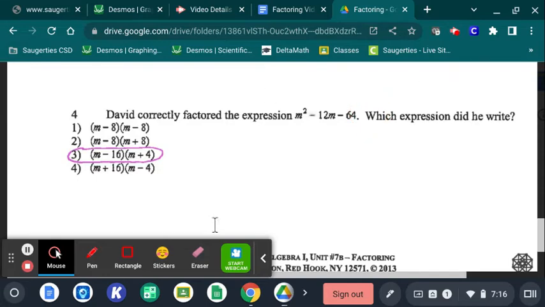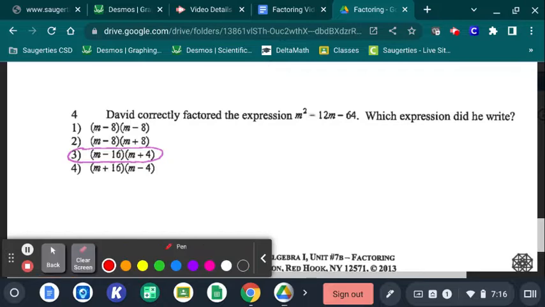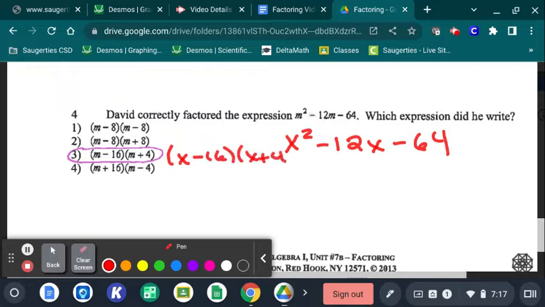Okay, whether you're doing it on Desmos or whether you're doing it on our calculators at school, you would still go to y equals, but you would type x squared minus 12x minus 64. Okay, and same for these. I would type x minus 16 and x plus 4. Doesn't matter what letter they put in the problem, your calculators only recognize the x.